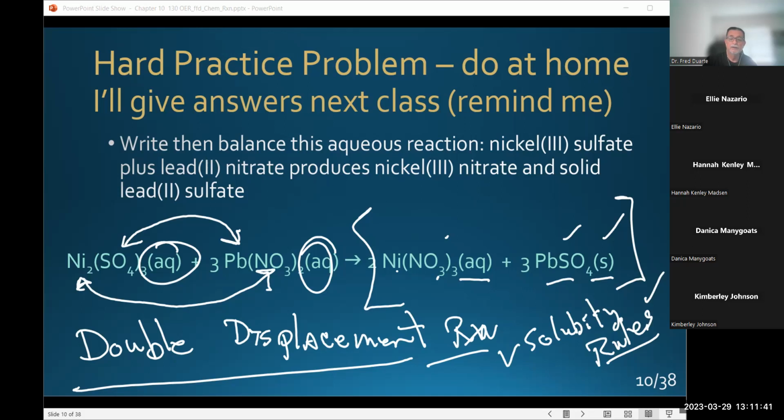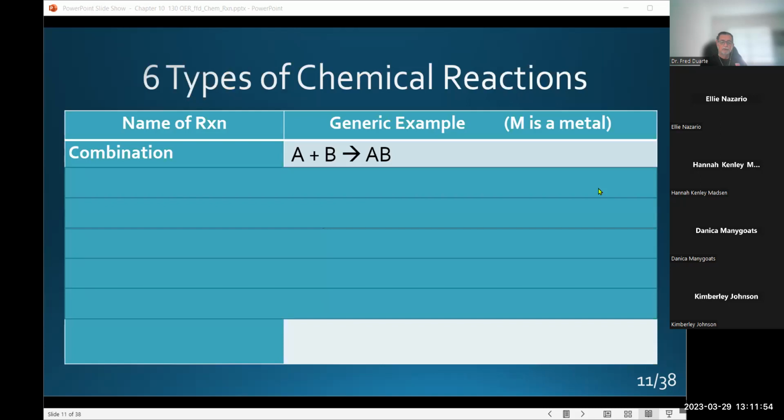Okay, all right. So a double displacement reaction, driven by the solubility. That brings us to the six types, okay? We're going to give them to you in general terms using the letters A, B, but along the line, the letter M represents a metal. So A and B are, in this case, elements.